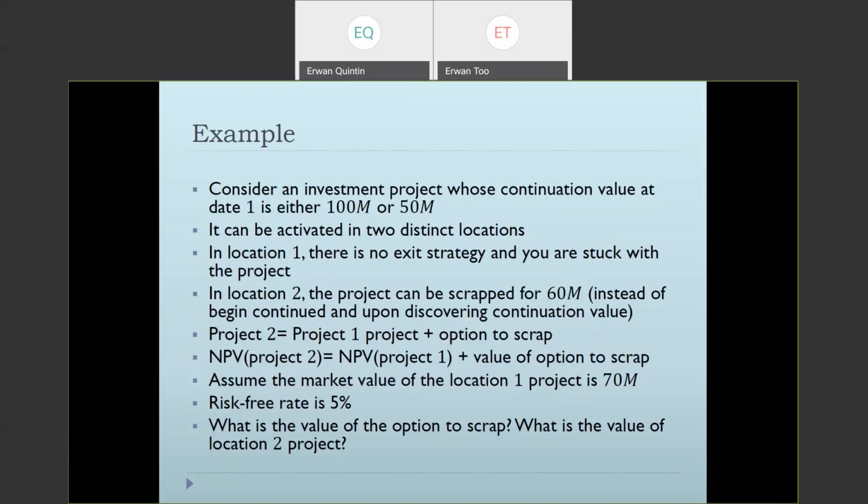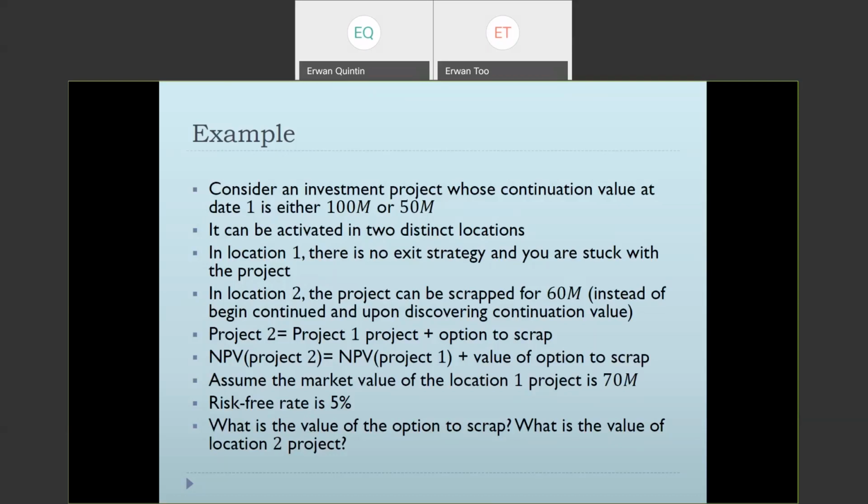And then in another location, a completely different place where this project can also be developed, it's going to come with some flexibility. Specifically, after you discover the value of the project in its primary purpose, you're going to be given the option, that is to say the right but not the obligation, to scrap the project for $60 million instead of continuing the project in its primary purpose. And you're going to do this, better yet, upon discovering the continuation value.